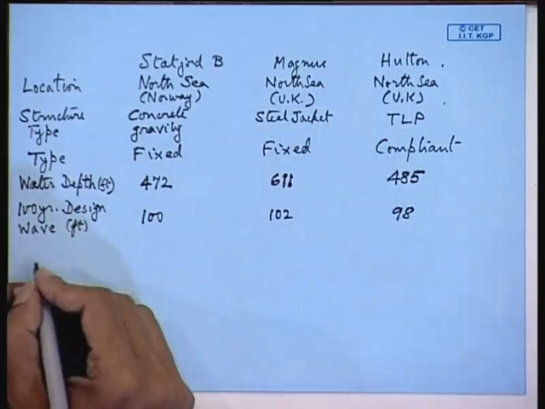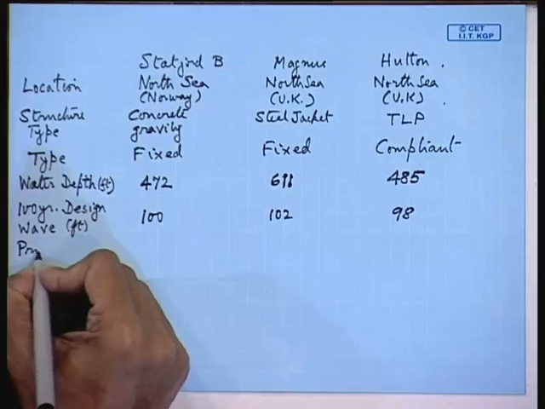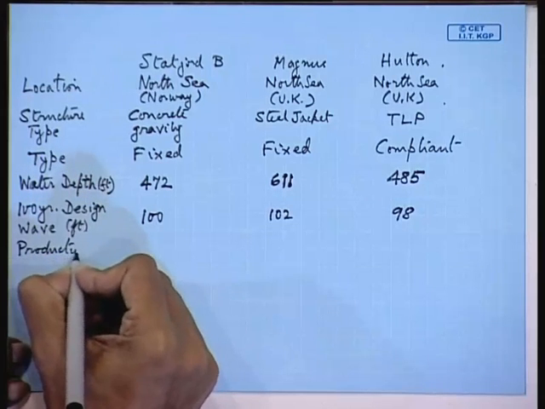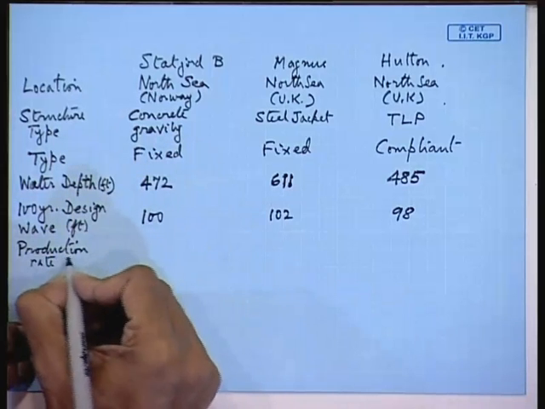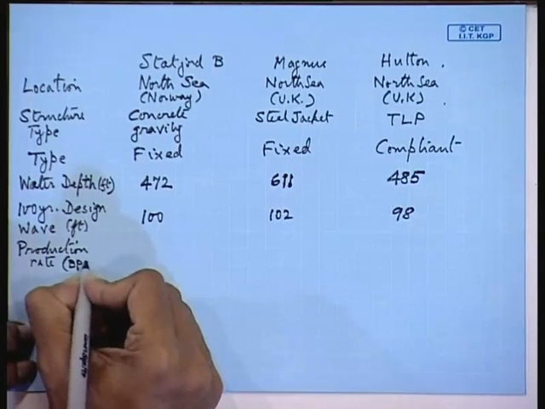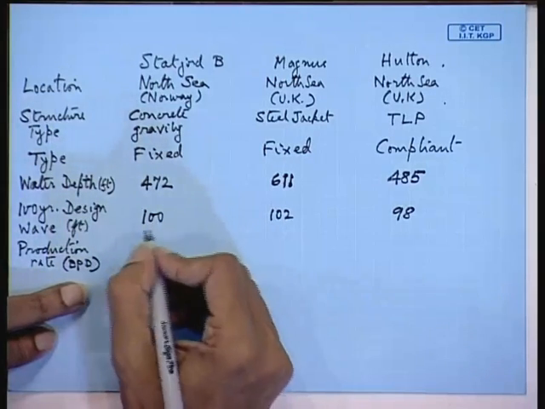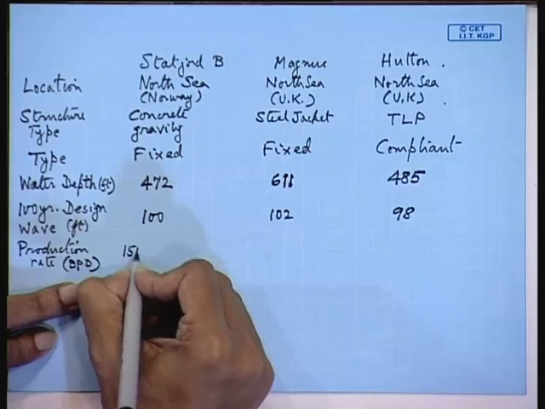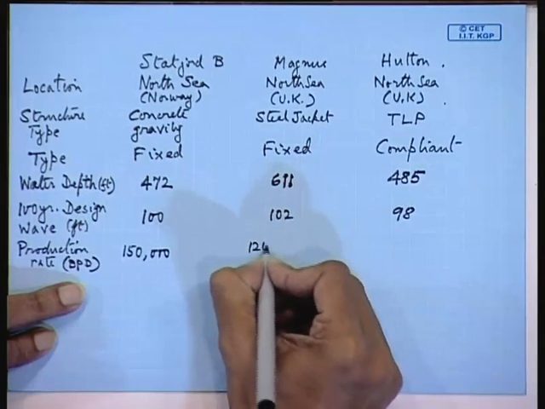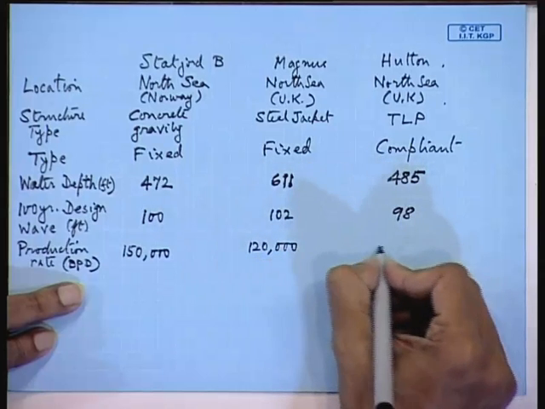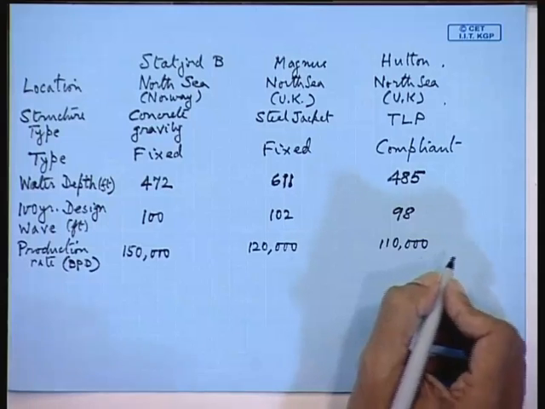But anyway, here production rate. So you have to take certain engineering decisions. This is BPD, barrels per day. I'm not writing the whole thing. BPD means barrels per day. So this is 150,000. This is 120,000. The other one is 110. So you can see the TLP production rate is the minimum.